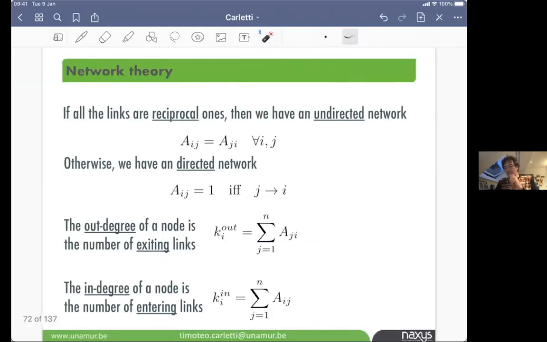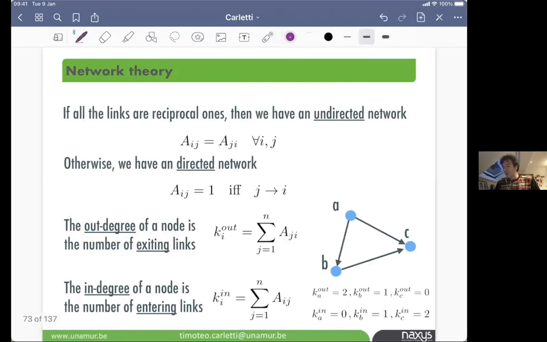The point is that if you have a directed network, now you have 2 kinds of degrees. You have the number of links incoming and the number of links outgoing. In this case, the out degree, the number of exiting links, is the sum on the first index, and the in degree, the number of incoming links, is the sum on the second index. This is because I use this convention. If in your book they use the opposite, so I goes to J means that there is a link, then you have to exchange I and J, so the out degree and the in degree, otherwise you are making some mistake somewhere.